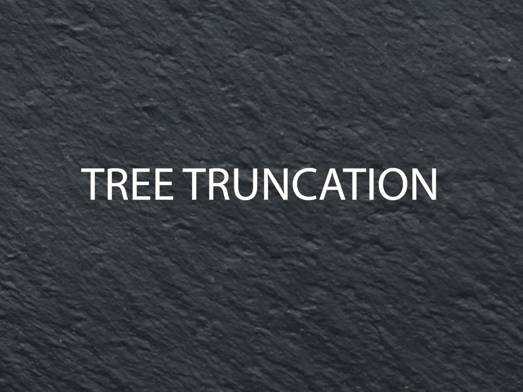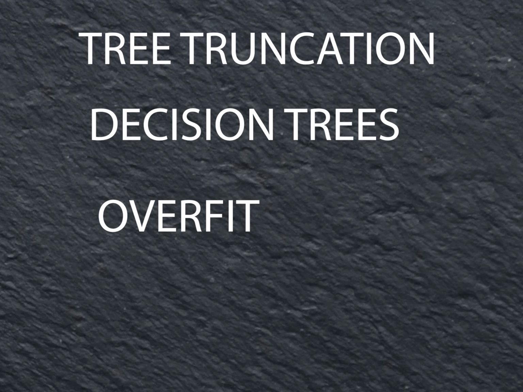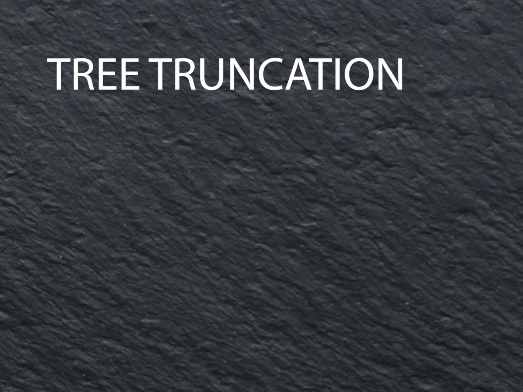So let me first talk about what is tree truncation. Earlier you learned that decision trees have a strong tendency to overfit the data, which is a very serious problem. So you need to pay attention to the size of the tree. There are two broad strategies to control the overfitting in the decision tree. The first one is tree truncation and the second one is tree pruning.